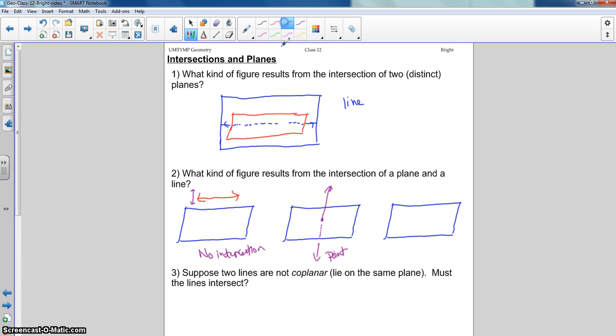And the last case is, we might get lucky and the line might actually lie on the plane. So this is directly on the plane, and so we would say that the intersection of the line and the plane is the line of interest that we started with.